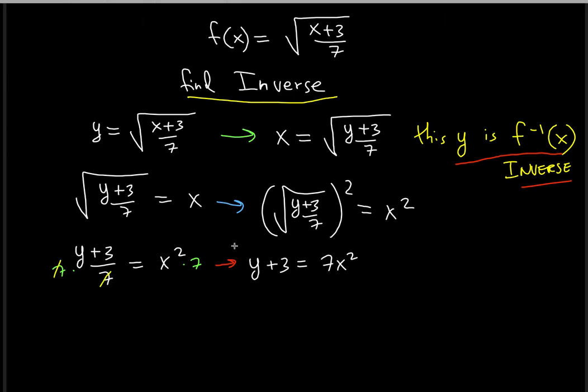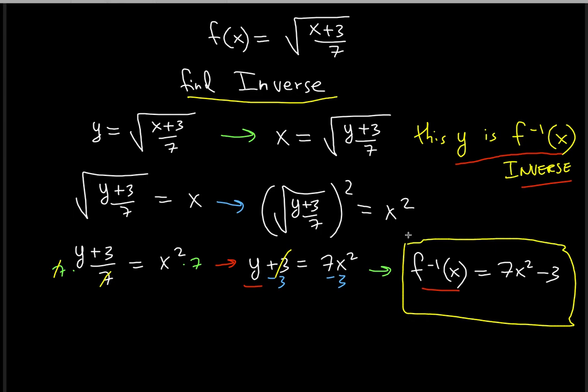So now subtracting 3 on both sides will solve successfully for your inverse function. And what you should get is this. So the inverse, which is represented by this y here, of course, is equal to 7x squared minus 3. So you have successfully derived an inverse function using the given square root function.